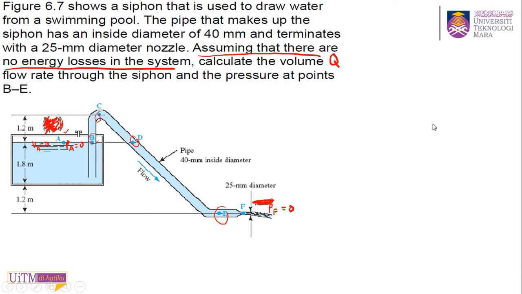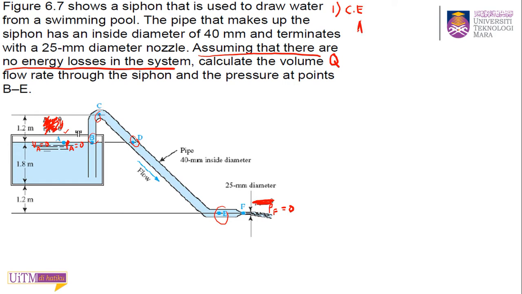So you need to know the pressure at point F also equal to 0. Don't forget, if you miss this information, you will have a problem when you want to solve this question. Because we know this information, in order to solve the question about volume flow rate, first step, what we have learned before, write your continuity equation.